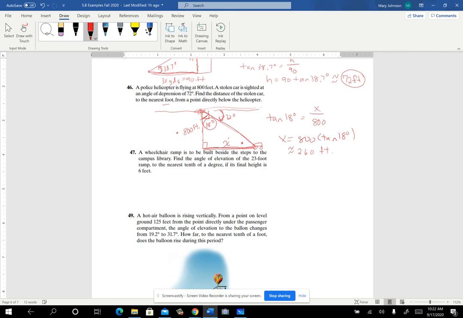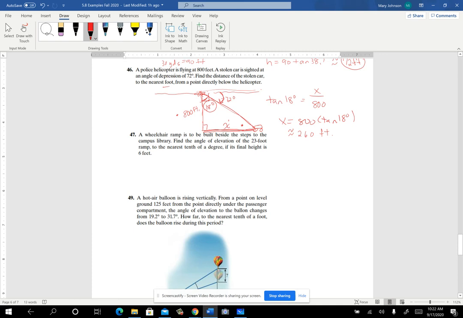Okay. All right, now for 47, you've got a ramp that's to be built beside the steps to the campus library. Find the angle of elevation of the 23-foot ramp to the nearest tenth of a degree if its final height is 6 feet. So let me just kind of imagine my ramp, going up to a building, going up to the top of the steps. Here's my ramp.